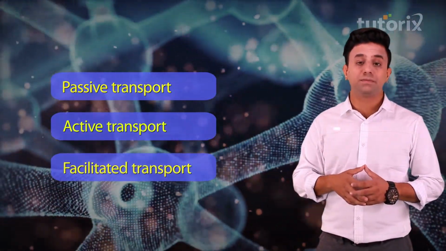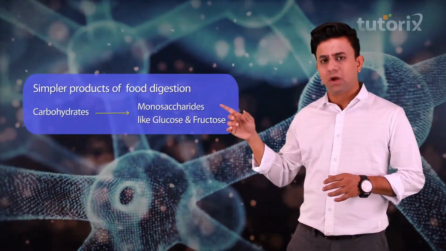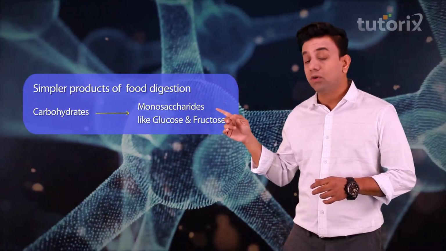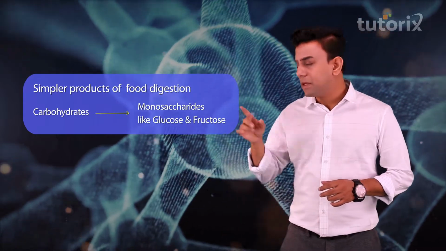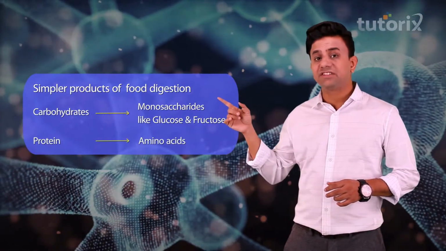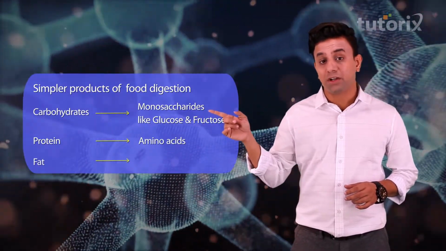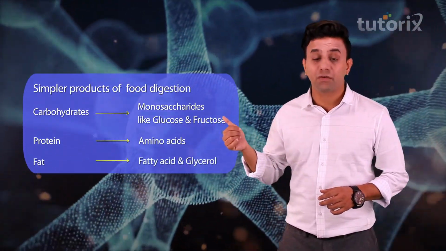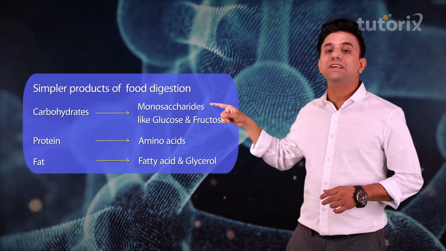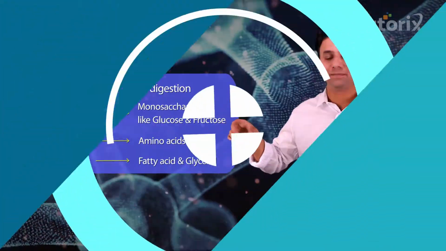facilitated transport. Before I start with the absorption of molecules, let me remind you once again that the simpler products of carbohydrate digestion are the monosaccharides like glucose and fructose. The simpler products of protein digestion are the amino acids, and the simpler products of fat molecules are fatty acid and glycerol. So we shall be talking about the absorption of these simple molecules.